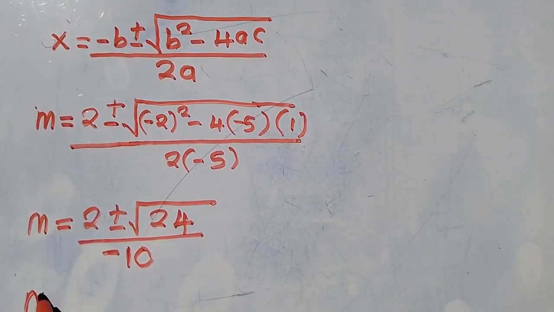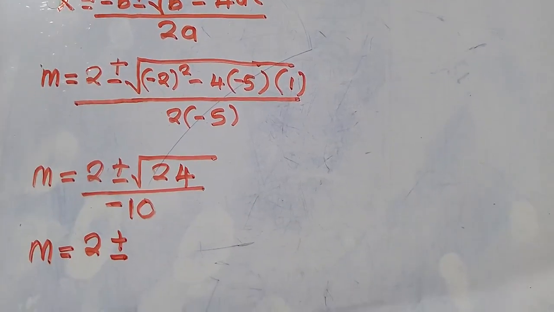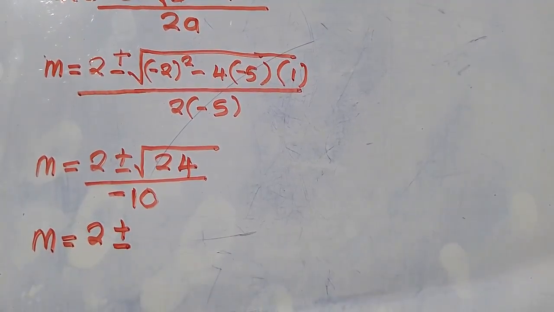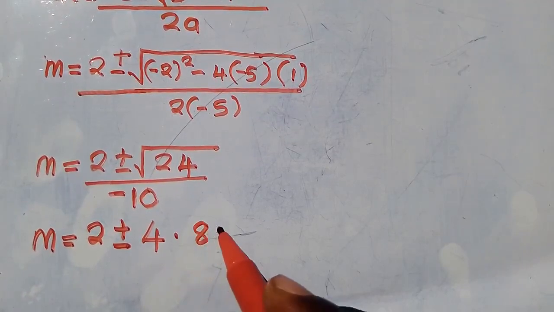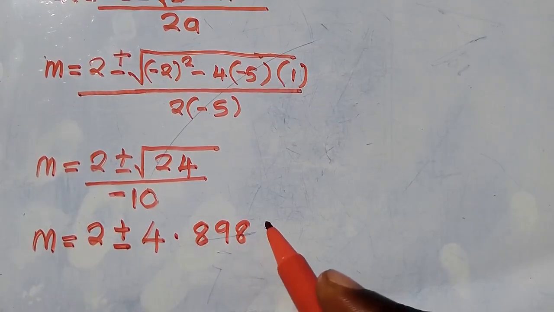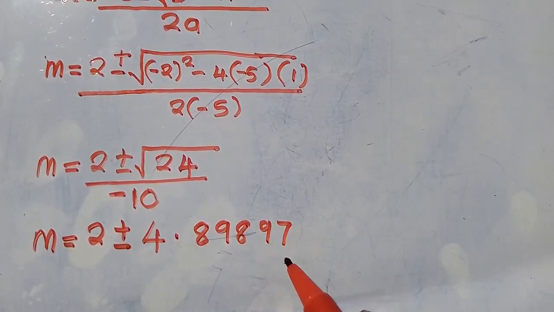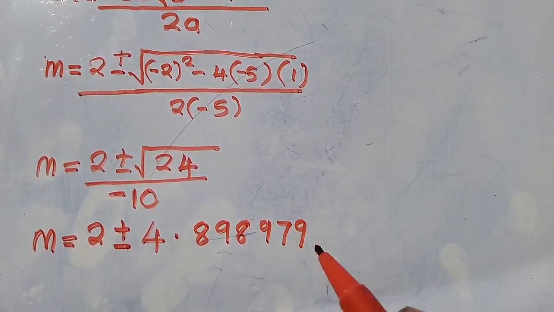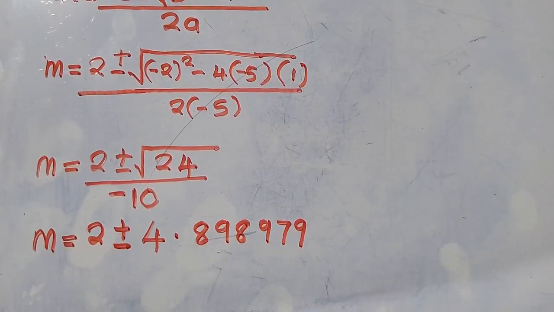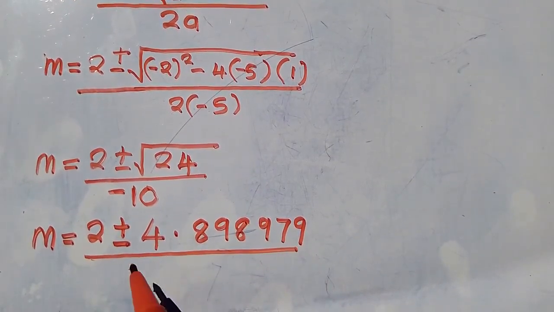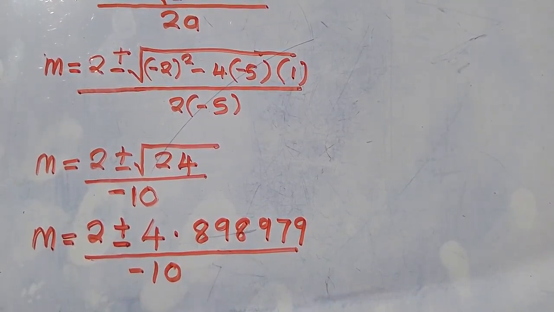So you continue. This is now equal to 2 plus or minus. What is the square root of 24? The square root of 24 is 4.898979, something like that, it just goes on. I'll end there. Then I say over negative 10. This is what I'm going to do.